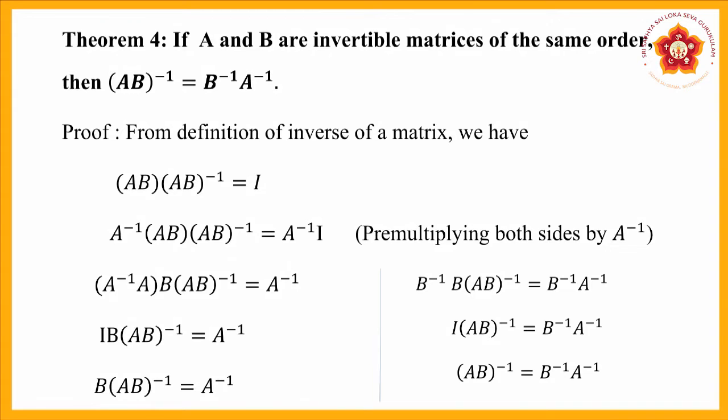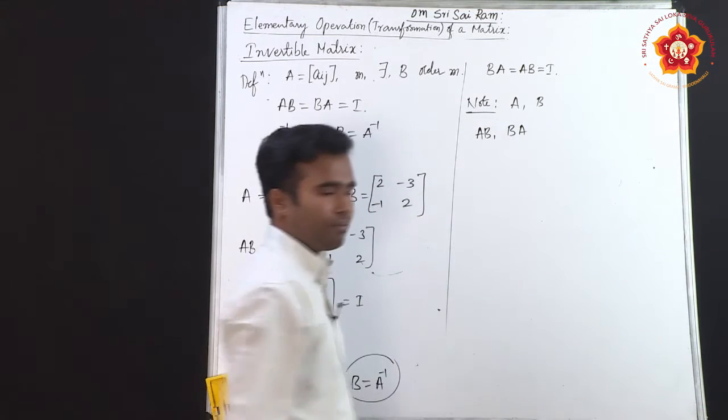Here is one note we can make. Already I told you that A should be a square matrix, otherwise it does not possess an inverse matrix, because for rectangular matrices, suppose A and B are two rectangular matrices, then the orders of the product matrices will differ.